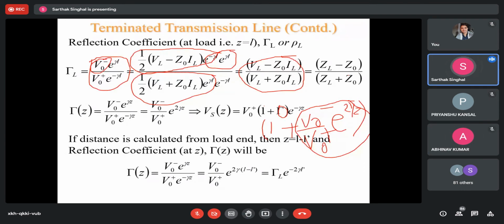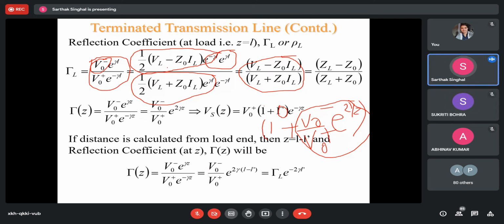Okay, and the third case is if the transmission line is terminated with the characteristic impedance, then ZL will be equal to Z0. So this reflection coefficient will be 0. That means there will be no reflected wave, right?